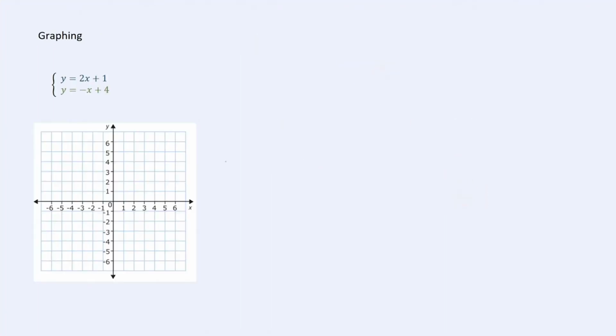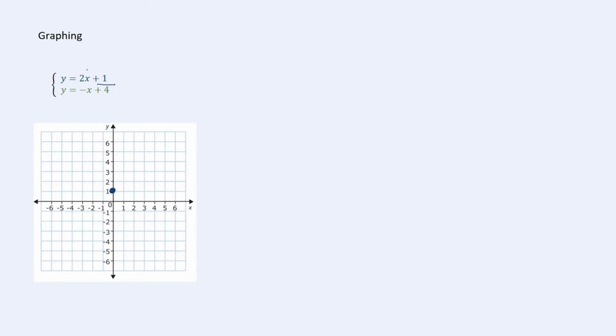Let's go through an example of graphing to solve a system of equations. Say you're given these two equations. The first step to graphing an equation in this y equals mx plus b form is to find the y-intercept. This is just the number that's standing by itself with no variables. In this case, it's 1. So our first point for this first equation is at 0, 1.